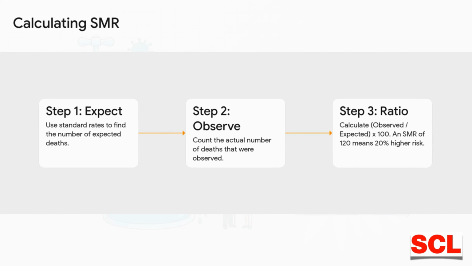First, you figure out how many deaths you'd expect to see based on standard rates. Second, you count how many deaths you actually observed. And finally, you just make a ratio out of it. An SMR of 120 means you saw 20% more deaths than you expected, and that is a huge red flag that something needs to be investigated.